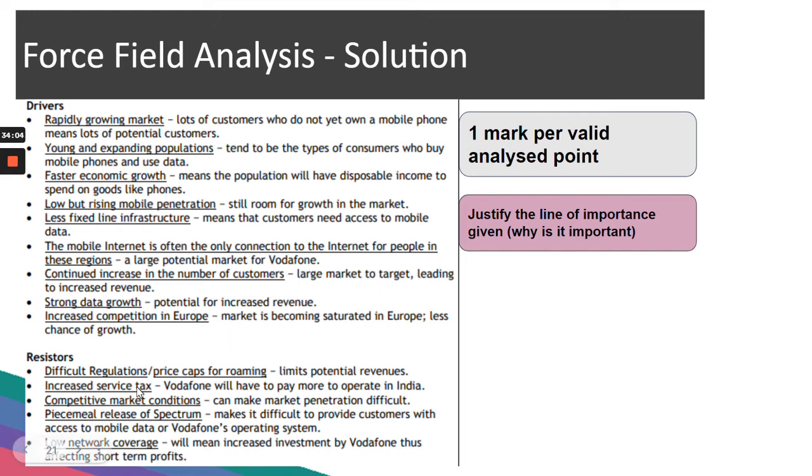Then we do the exact same for our resistors, so talk about difficult regulations, price caps for roaming. That's a resistor because it limits Vodafone's potential revenues. Then again, we have a resistor as increased service tax. Why is it a resistor to Vodafone? Because it means they have to pay more to operate in India. So you would go through your drivers and resistors, pick 2 from your diagram and explain why they're drivers and why they are resistors.